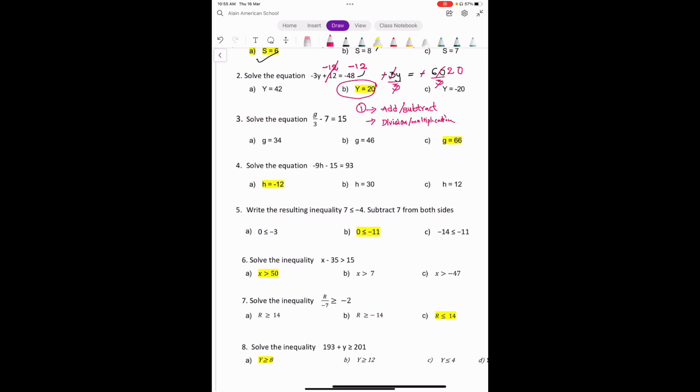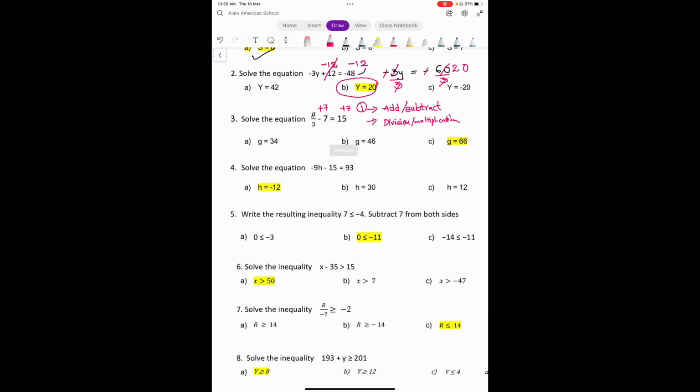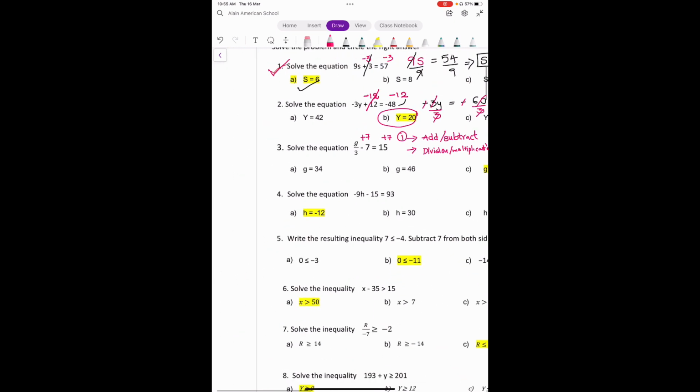First, I need to send away the 7 from here. So I do a plus 7 here. Because I'm doing a plus 7 here, it becomes a plus 7 here. Now it will be g over 3 equals 15 plus 7, which is 22. Okay. Now the next step is I'll multiply by 3 on both sides. So that will be g equals 22 times 3, because this 3 and this 3 get cancelled, which will be equal to 66. So the answer is 66.